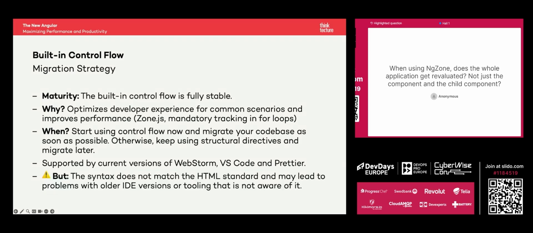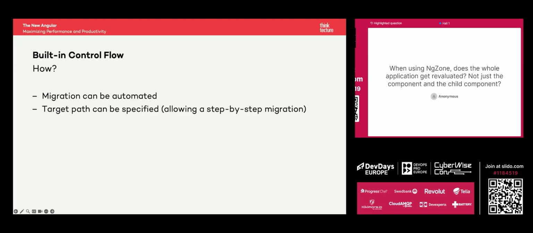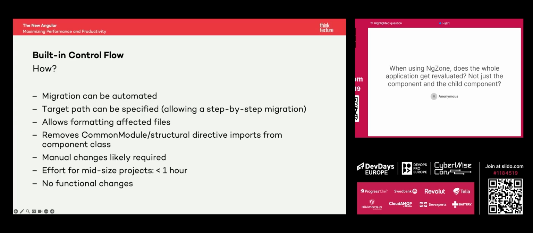And be aware that the syntax also does not match the HTML standard. So if you use older IDE versions or some tooling that does not know the syntax, there may be problems. But all of the other well-known tools, including Prettier and so on, support it. How can you do it? There's a migration to automatically migrate to the new built-in control flow, where you can pass in the target path, so you can also just migrate a part of your app. It also formats the files afterwards and removes the common module or structural directive import from the component class. Still, you will pretty likely have to perform some manual changes and check what you did. Effort for a mid-sized project was less than an hour. And again, no functional change, so you need to convince your boss.